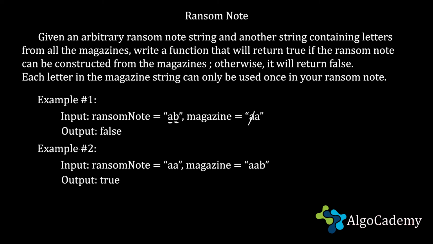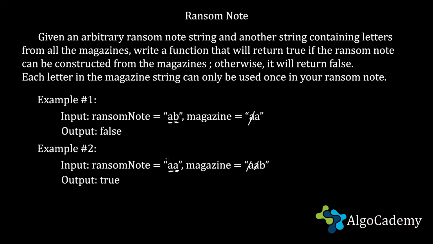Now, the second example, the ransom note is AA and the magazine is AAB. This is true. This can be achieved. We have the first character A. We are going to use the first A. And the second character A. We are going to use the second A. And here we got our ransom note string.